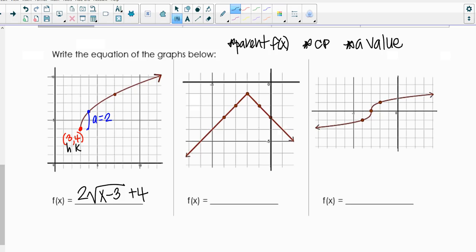Okay. All right. If you look at number 2, we have an absolute value graph. So I'm going to have some form of absolute value. My critical point here is the point -2, -1.